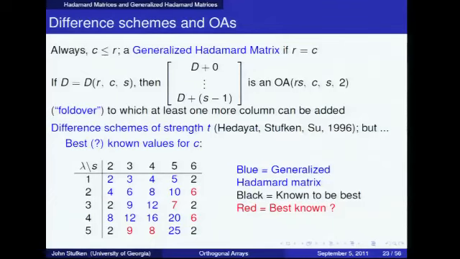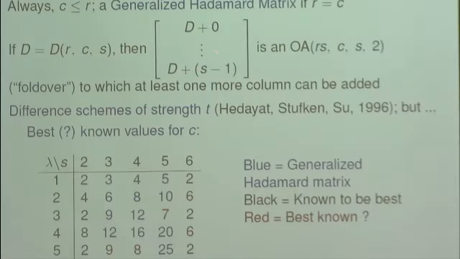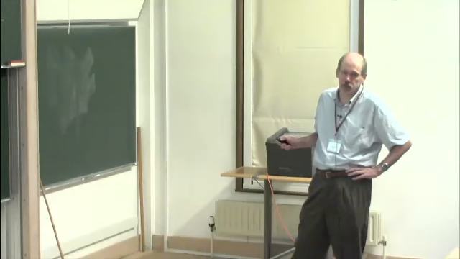Now, what's the relationship between these difference schemes and orthogonal arrays? It's a pretty simple one. If you take such a difference scheme D and you add 0 to every element of the difference scheme, and then you add 1 to every element, and then you add S minus 1 to every element, and you juxtapose all these arrays that you obtain, that's an orthogonal array. It's an orthogonal array of strength 2.